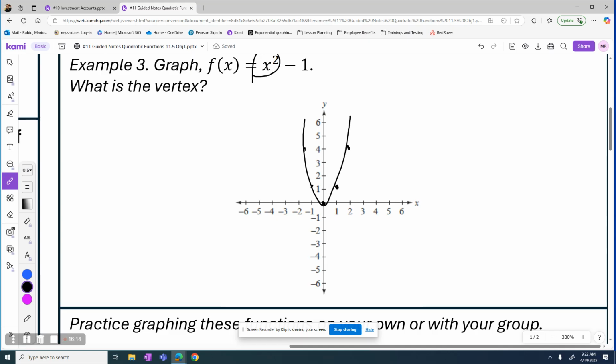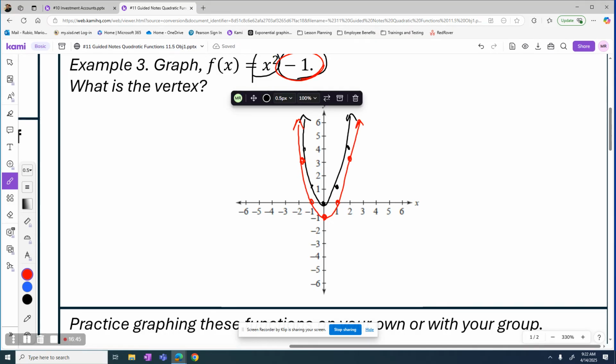If this is x squared, all of these points are going to go down 1 unit, because that's a -1. I don't need to do the table. I already know for sure everything here is going to go down 1. So that goes down 1, these go down 1, these go down 1, and that's my new graph. Does that make sense?